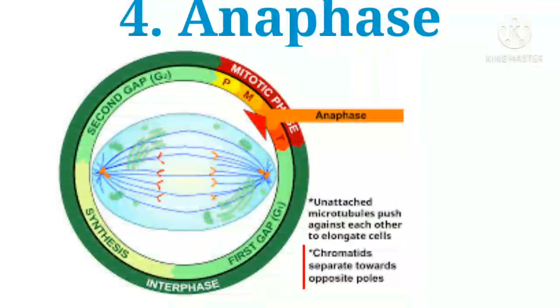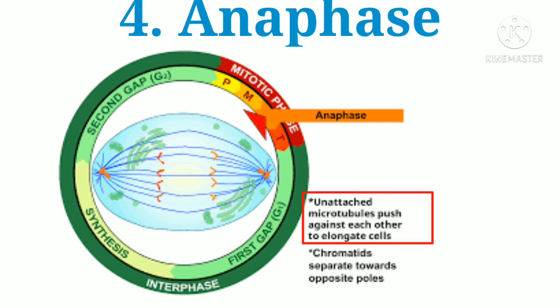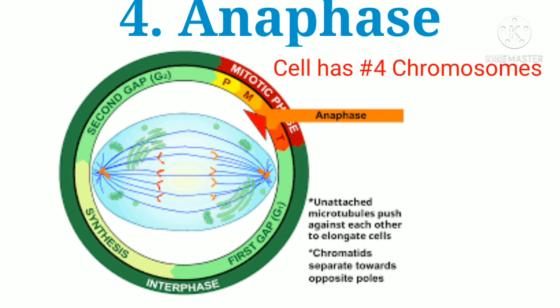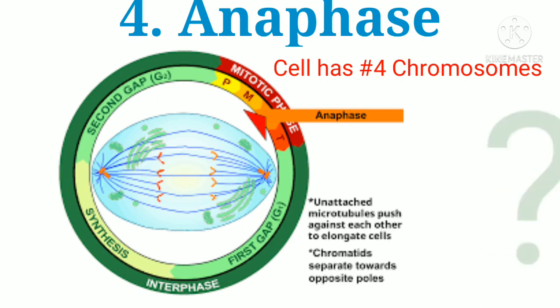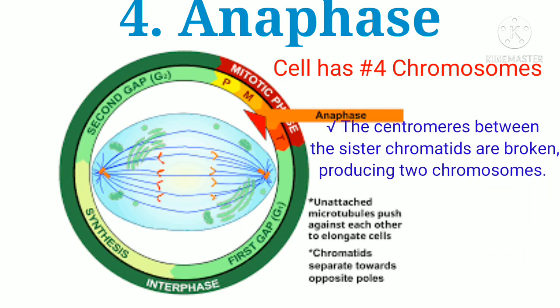In anaphase, sister chromatids separate. Spindle fibers attached to kinetochores shorten and pull chromatids toward the poles. Free spindle fibers lengthen and push the poles of the cell apart. During this phase, the cell transiently has 4 times the number of chromosomes. Why? Because the centromeres between the sister chromatids are broken, producing 2 chromosomes.